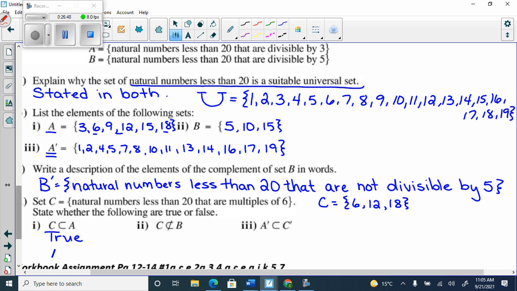What about the reverse, though? Is A a subset of C? Is everything in A in C? A has 3, 6, 9, 12, 15. C has 6, 12, 18. Is everything in A in C? No, it's not a subset.